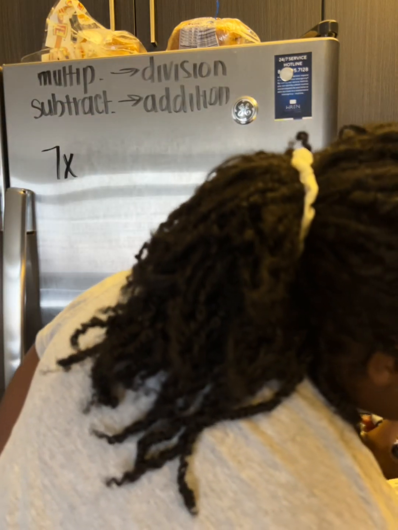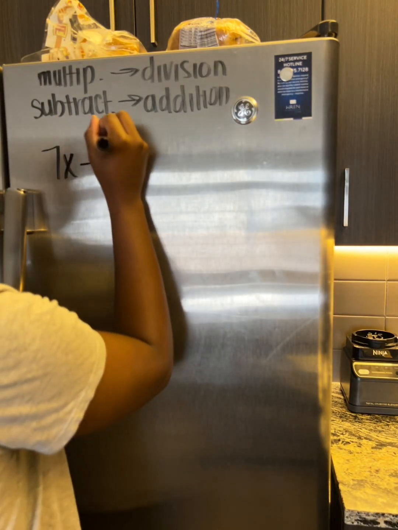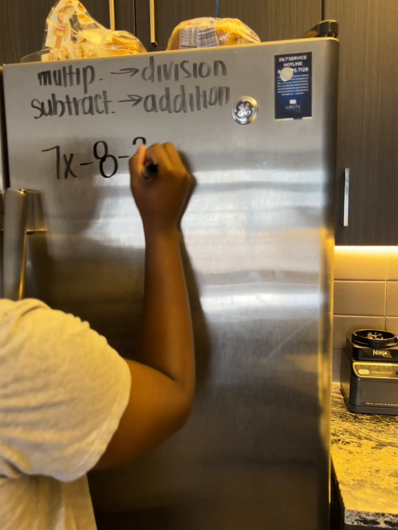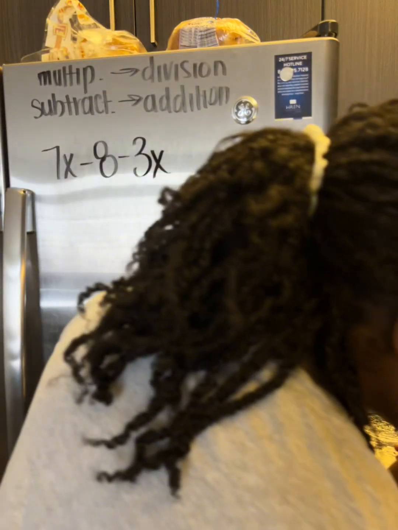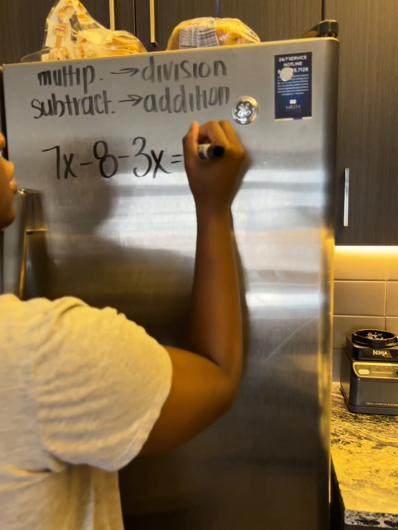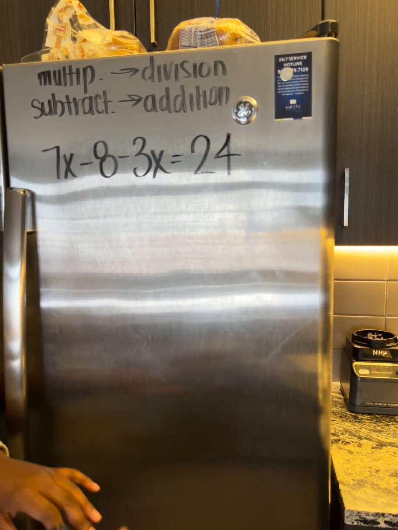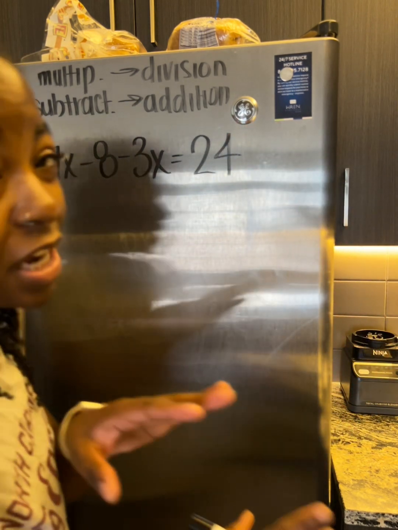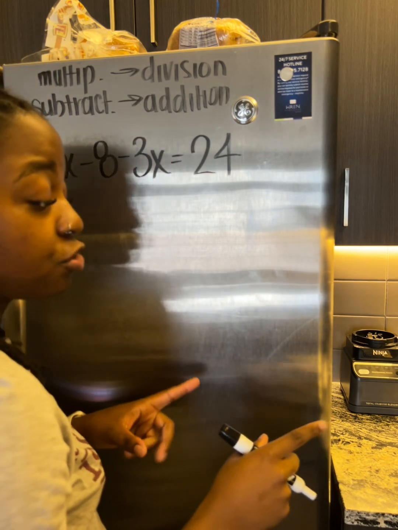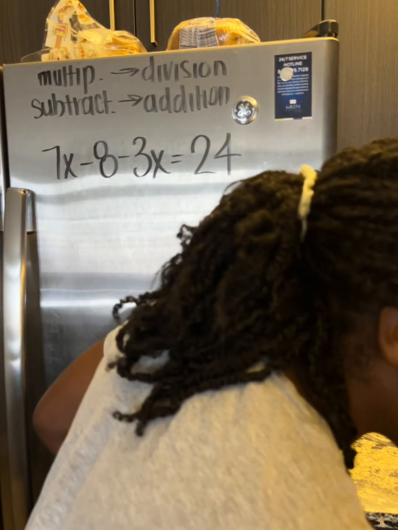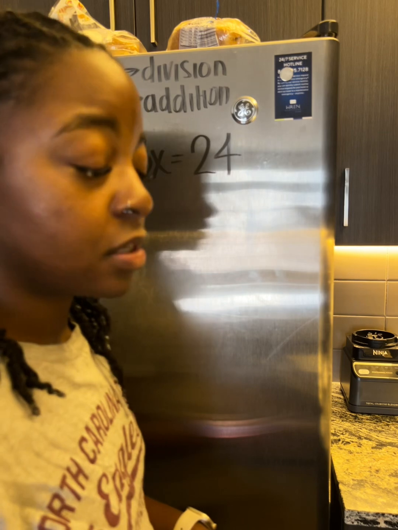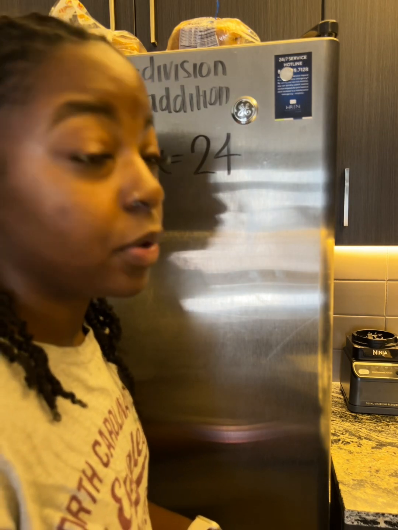7x minus 8 minus 3x equals 24. Now hold your horses. Don't get nervous, because watch how easy this is. Sometimes you can have an x and a y. I don't have an x and a y example, but we're going to get one though.